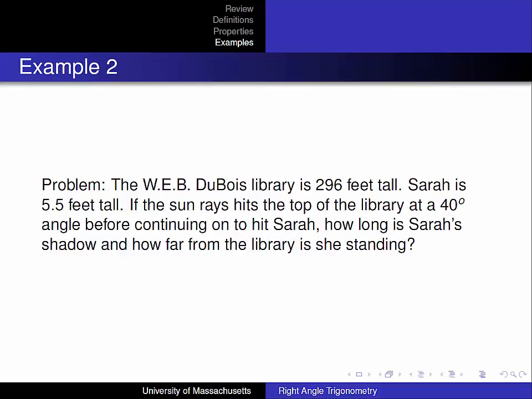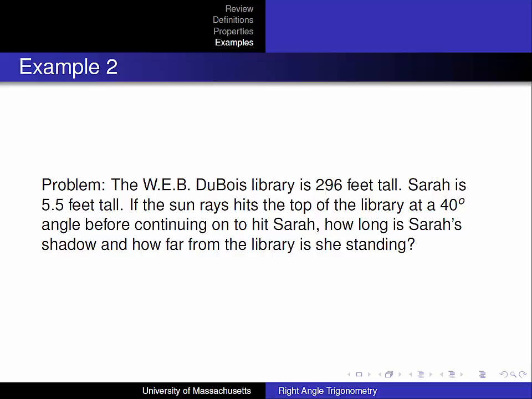Okay, so here we're given a problem. And so we're told that the W.E.B. Du Bois Library is 296 feet tall, that Sarah is standing near the library and she is 5.5 feet tall, and says that the sun rays hit the top of the library at a 40-degree angle before continuing on to hit Sarah.